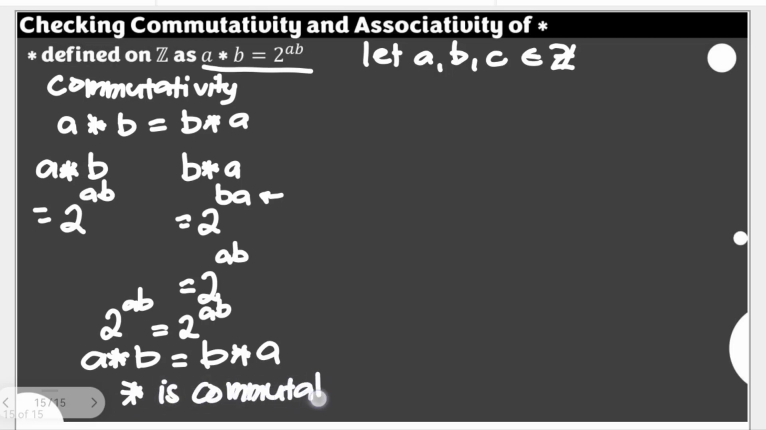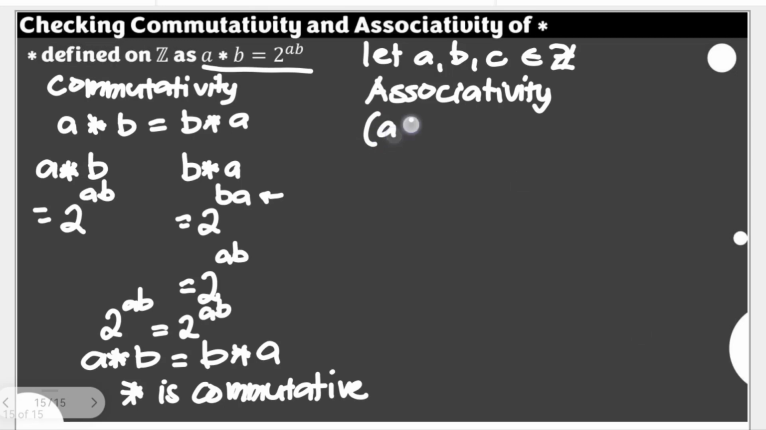Commutative, because we have established that no matter which of the two elements is written first, we have the same result. Now let's proceed to associativity. Since we already identified three elements a, b, and c of set Z, we need to show that the grouping (a star b) star c will have the same result as a star (b star c). If we could do that, then it's associative.